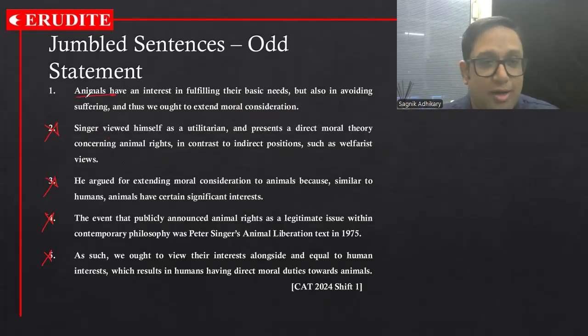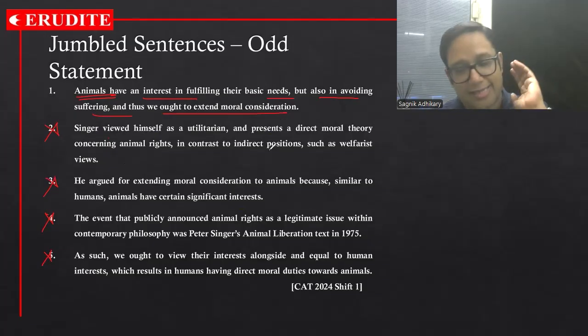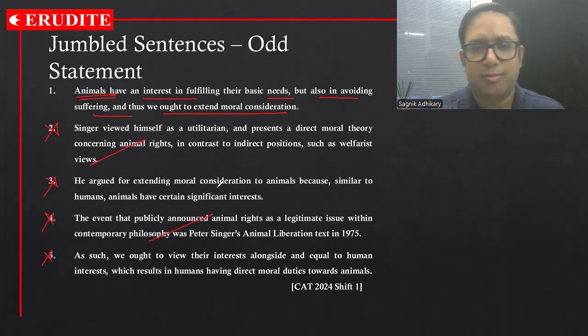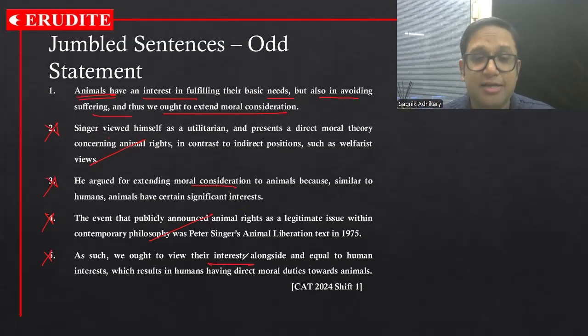What remains is 1. 1 talks about animals. They have an interest in fulfilling their basic needs, but also in avoiding suffering, and thus we ought to extend moral consideration. Now, as I've already stated, this is very close. This seems very connected. But what is different here is that in the other statements, either we had general statements such as 2 and 4, which only talked about Singer and his moral theory concerning animal rights, or else we talked about extending moral consideration to animals because of their interests, and then compared these interests with human interests, alongside and equal to human.